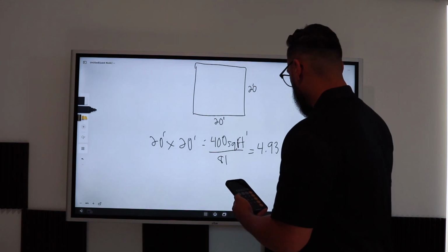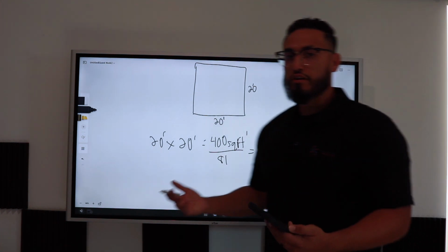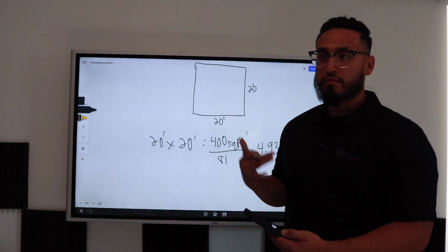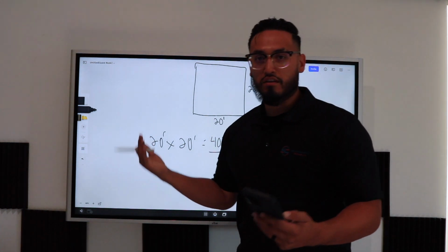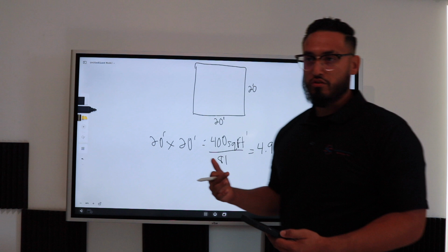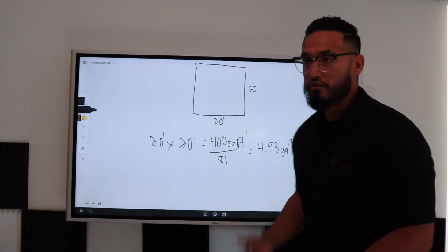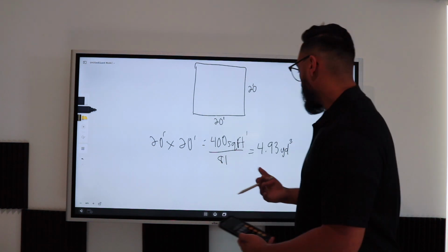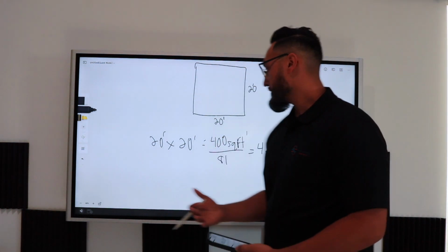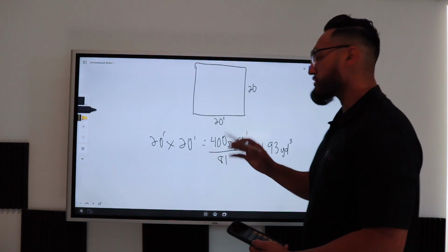4.93 yards. Typically when you order concrete, you're not gonna call them and say, give me 4.93 yards of concrete. You're gonna round up. So when you call and order your concrete, you're gonna say, I need 5 yards of concrete, right? So this is the shortcut way.